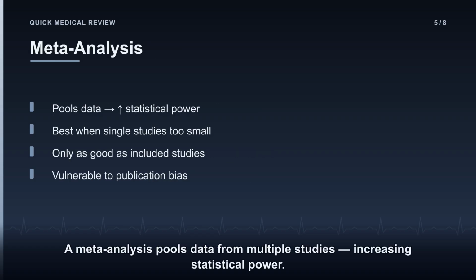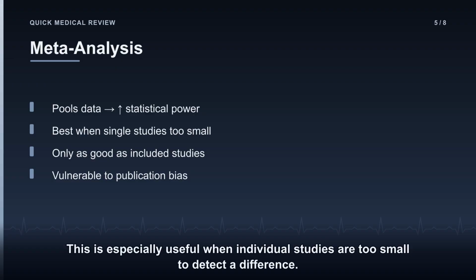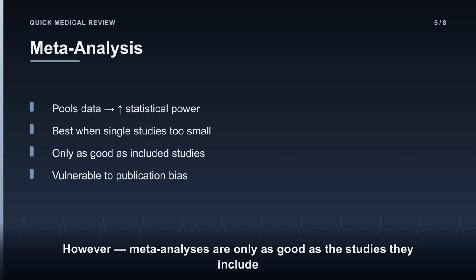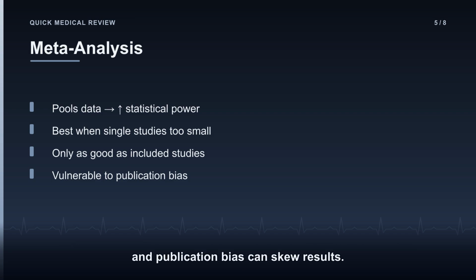A meta-analysis pools data from multiple studies, increasing statistical power. This is especially useful when individual studies are too small to detect a difference. However, meta-analyses are only as good as the studies they include, and publication bias can skew results.